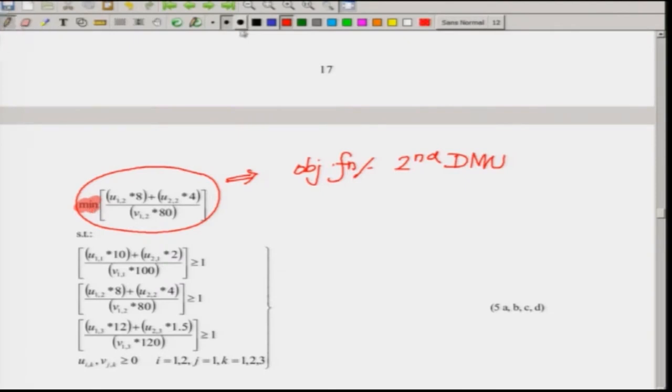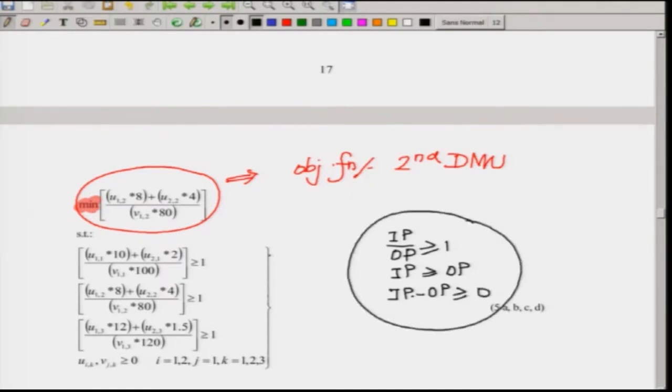Now, if you go, it is basically the input by output being greater than 1, input being greater than output because I am taking it on the right hand side. So, input minus output is greater than 0. So, these three equations are coming for the first DMU, for the second DMU and for the third DMU. So, this is for the first, this is for the second and this is for the third. So, it is the same way I denoted for the first DMU. So, this is the first, second, third.